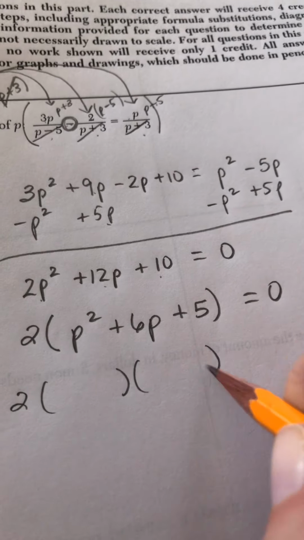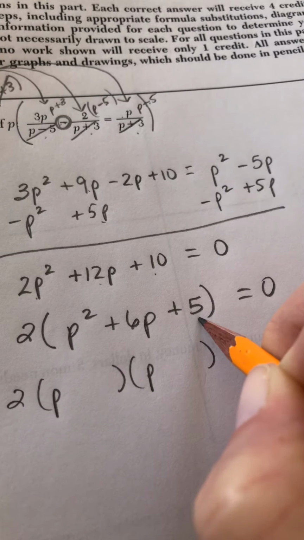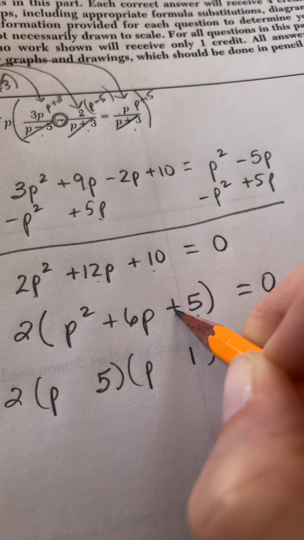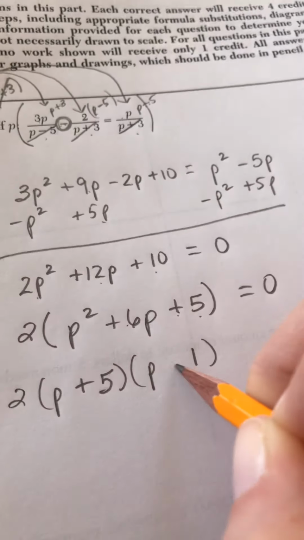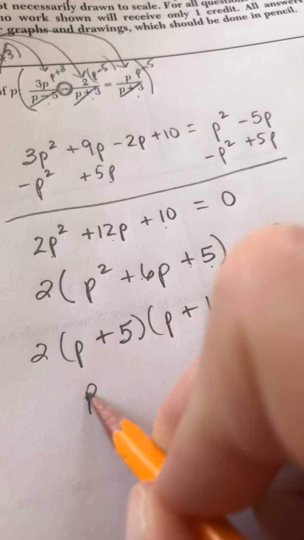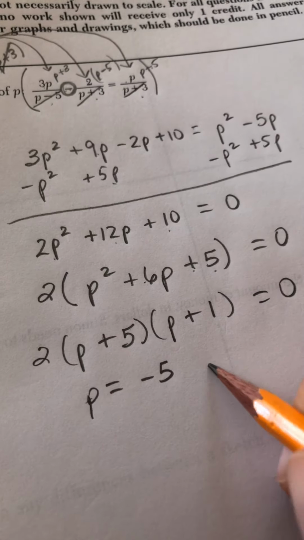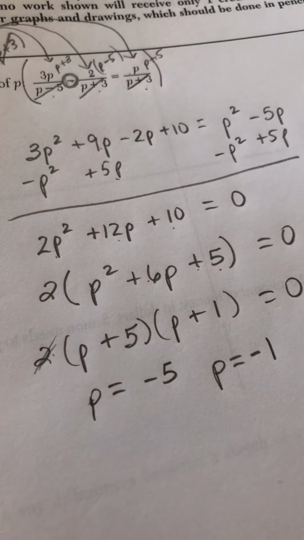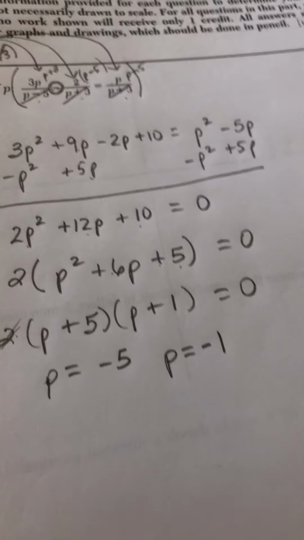Okay, here we go. P. Factors of 5 that add to be 6 are 5 and 1. Signs are the same. They're both positive. And then we're going to solve it. In this case, P is negative 5. P is negative 1. This is not a root because it doesn't have a variable.